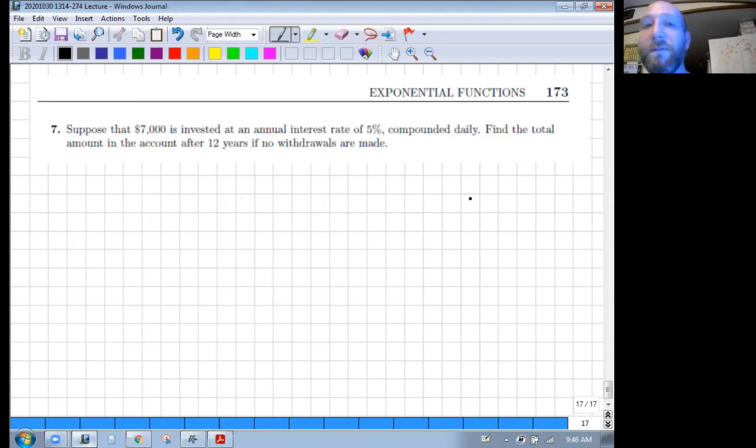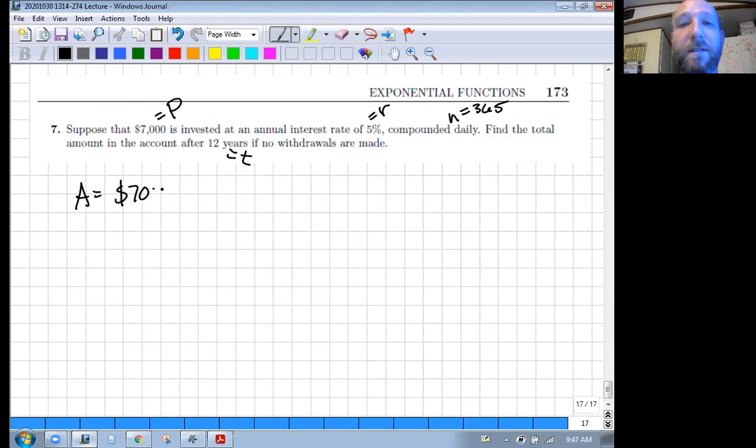All right, page 173. $7,000 is invested at 5% compounded daily. Find the total amount after 12 years. No withdrawals are made. All right, the amount: $7,000 times 1 plus our interest rate of 5%, compounding daily, and for 12 years.